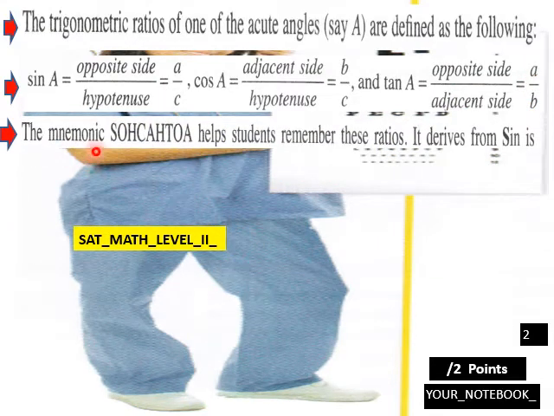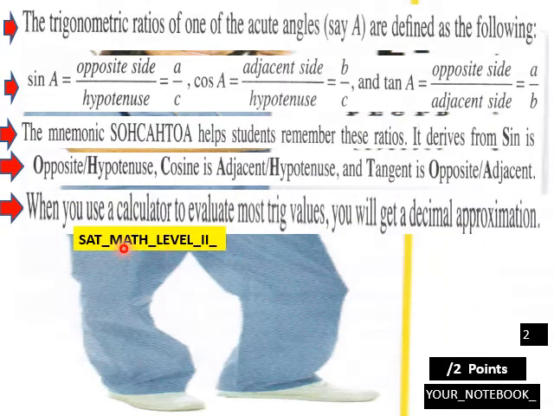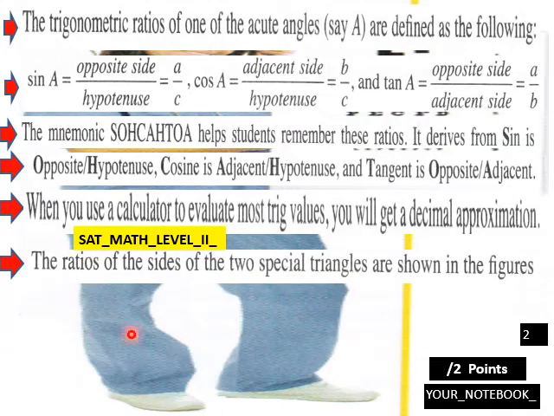The mnemonic here is SOHCAHTOA, which helps students remember these ratios. It derives from sine is opposite over hypotenuse, cosine is adjacent over hypotenuse, and tangent is opposite over adjacent. When you use a calculator to evaluate most trig values, you will get a decimal approximation.